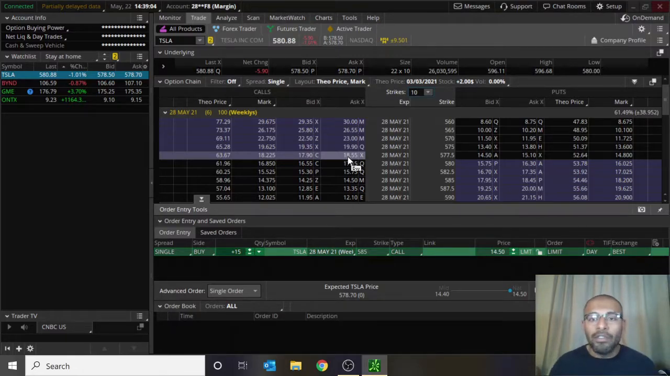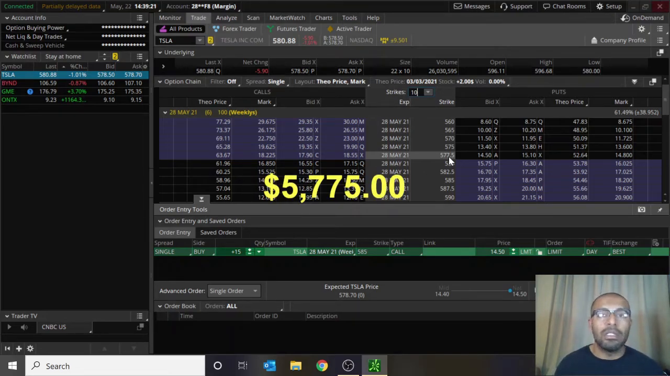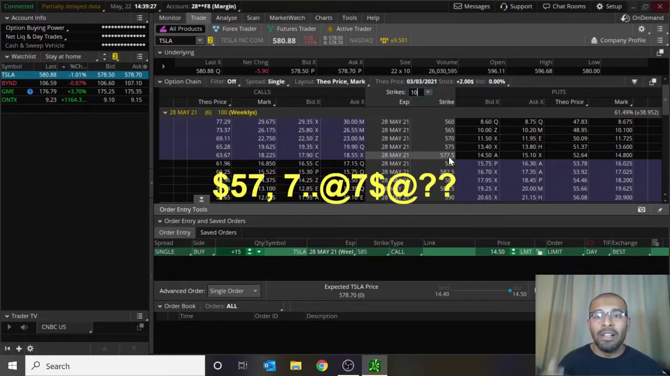The difference is if you're buying Tesla at 577.50 from just a stock point of view, just buying the actual shares itself, then yeah, you buy one share, it's going to cost you $577.50. If you buy 10 shares, it's going to cost you $5,775. If you buy 100 shares, it's going to cost you 57,000 or 50,000 something?